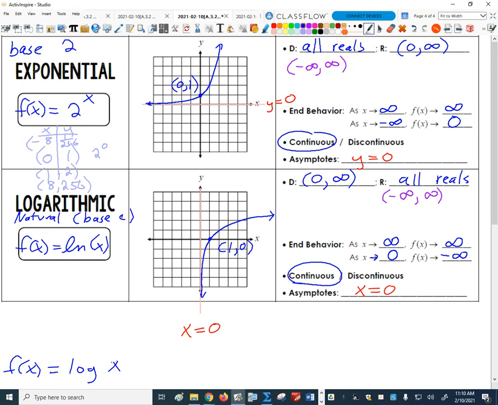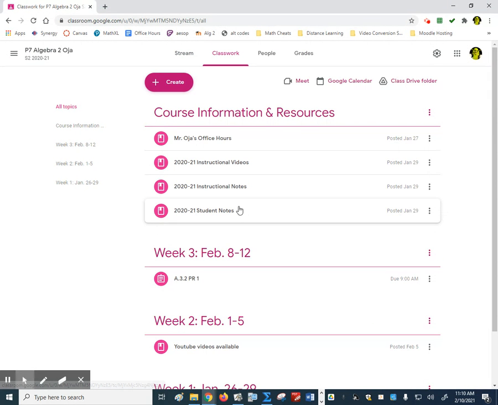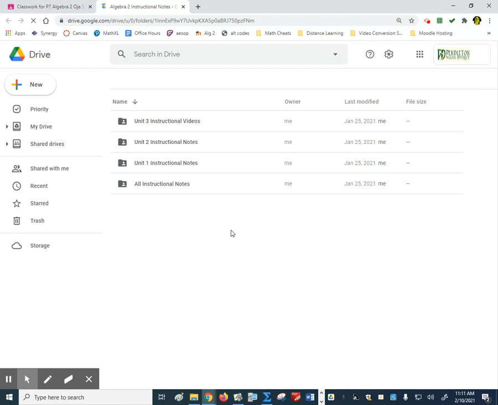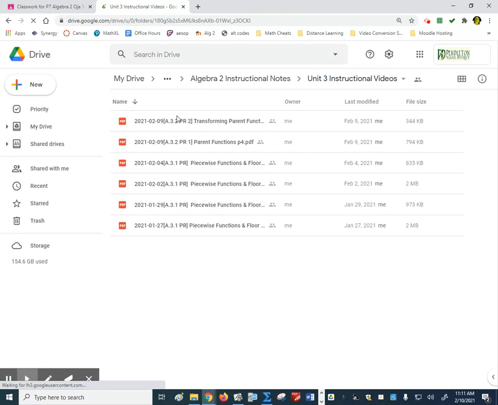I will quickly make a PDF of these notes and put it up. I'll show you where it'll go. If you go to classwork and you go to instructional notes and you go to unit 3, it's going to be the one right here that says parent functions. Okay, the one that says not transforming parent functions, that's for next time. It'll be the one that just says parent functions.